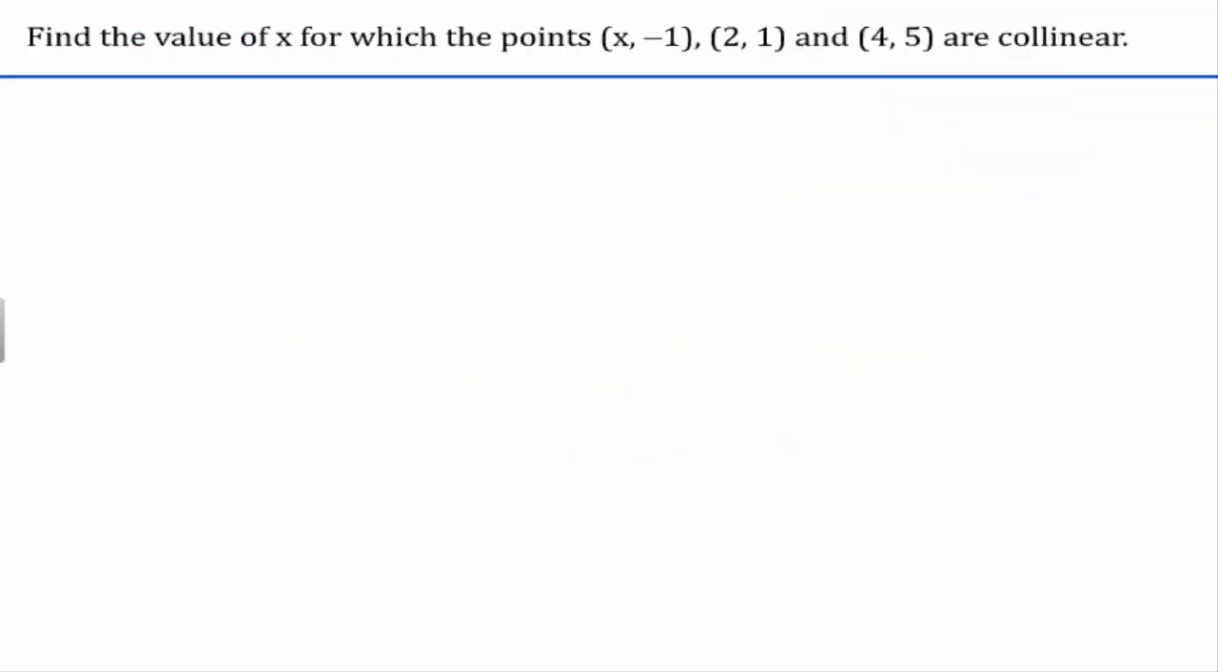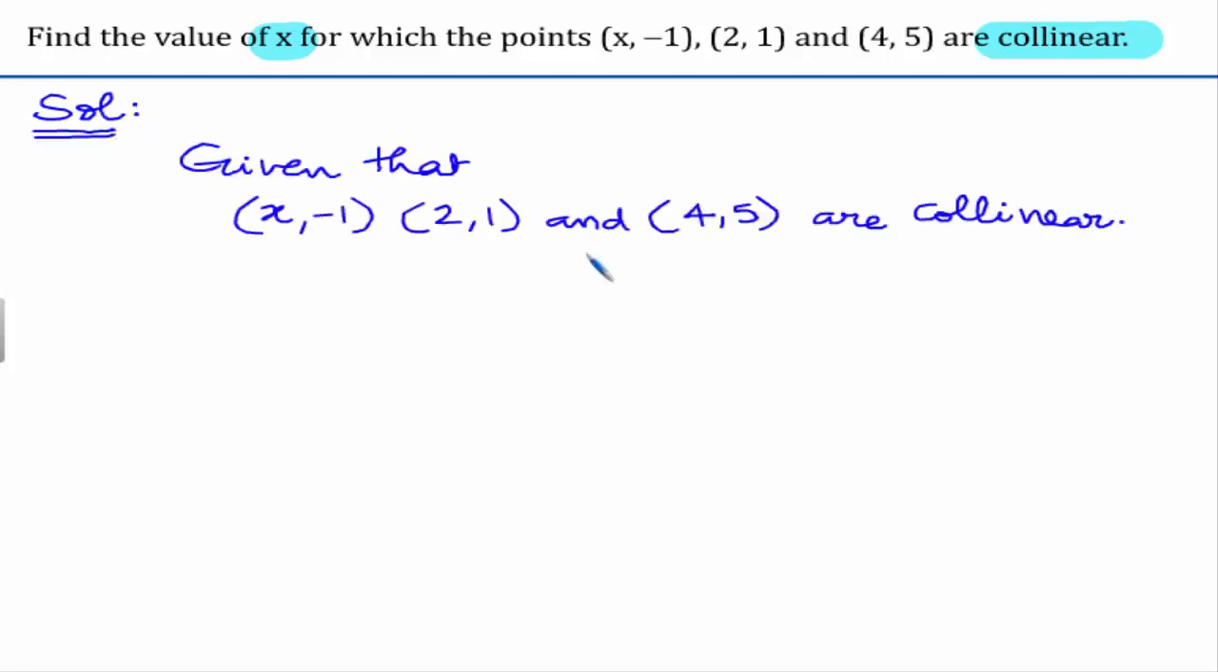In this question, we were given the 3 points and which are collinear. We need to find out the value of x because one of the points is given with the coordinate x. Let us see the solution for this. It is given that the 3 points (x, minus 1), (2, 1) and (4, 5) are collinear.